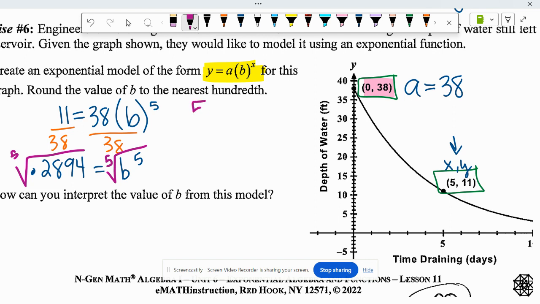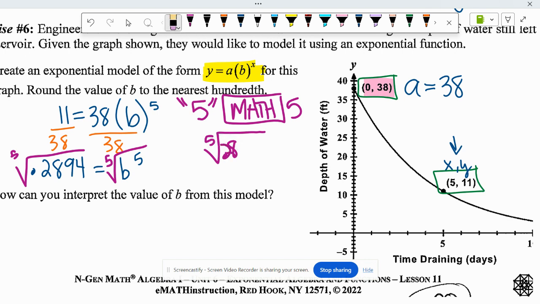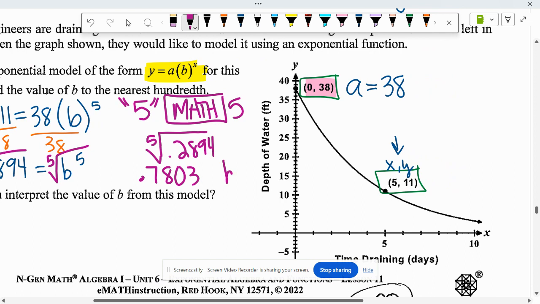So I'm going to type in on my keypad the number 5. Then I'm going to hit the math button. And I'm going to select 5. And it's going to give me something that looks like this. And I'm going to put in 0.2894. And when I do that, what do I get? 0.7803. And it asks me to round my value of b to the nearest hundredth. So we're going to say that b equals 0.78.